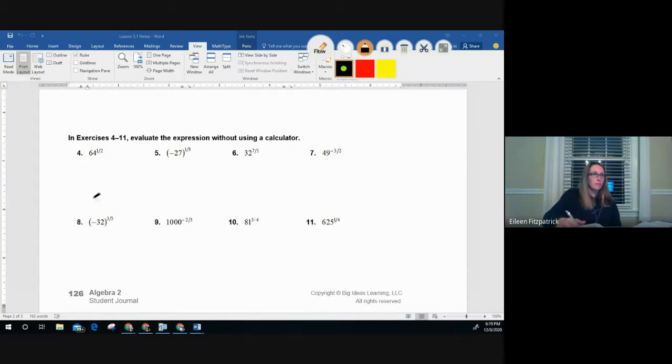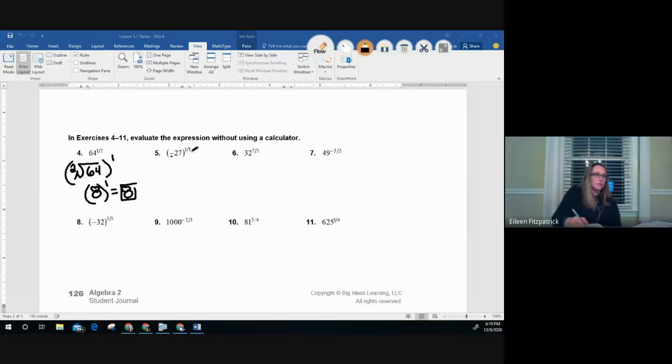The bottom number of the exponent tells you what root to take, and the top number tells you what exponent to apply. So we rewrite this problem as the square root of 64 raised to the first. Well, the square root of 64 is 8, and then 8 raised to the first is simply 8. All right, the next problem.